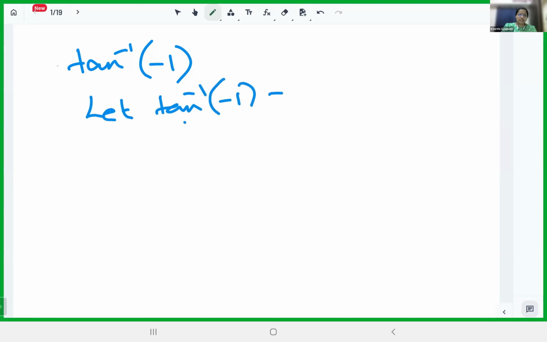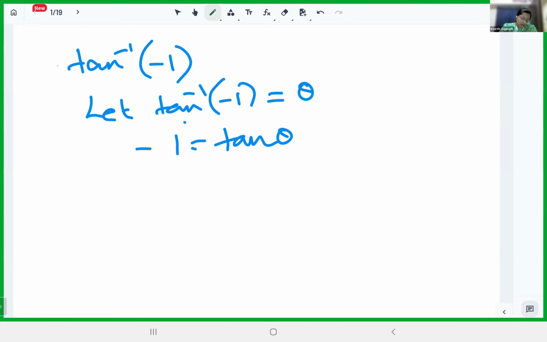So today's first question is number 6 in exercise 2.1. Tan inverse of minus 1. We have to find the principal value of tan inverse of minus 1. First of all, we let tan inverse of minus 1 be theta. According to the definition of inverse trigonometric function, we can write tan inverse of minus 1 equal to theta as minus 1 equal to tan theta.